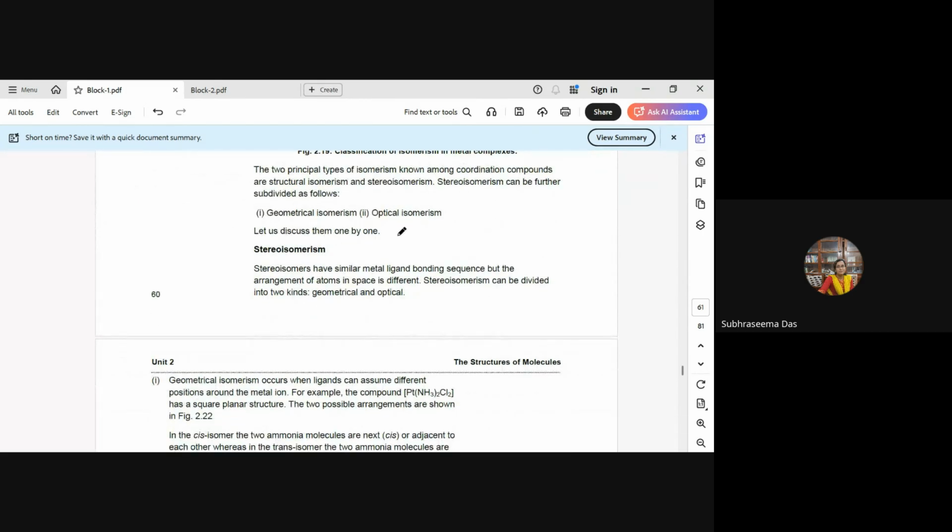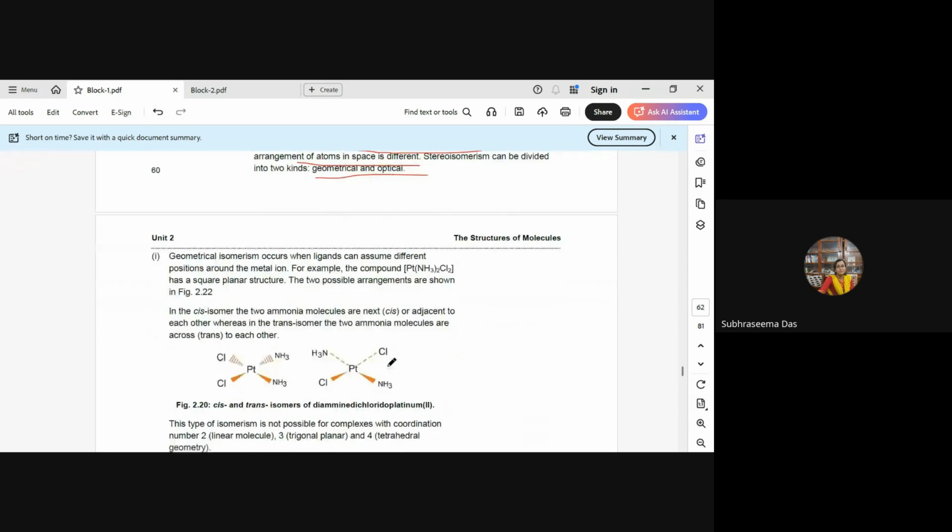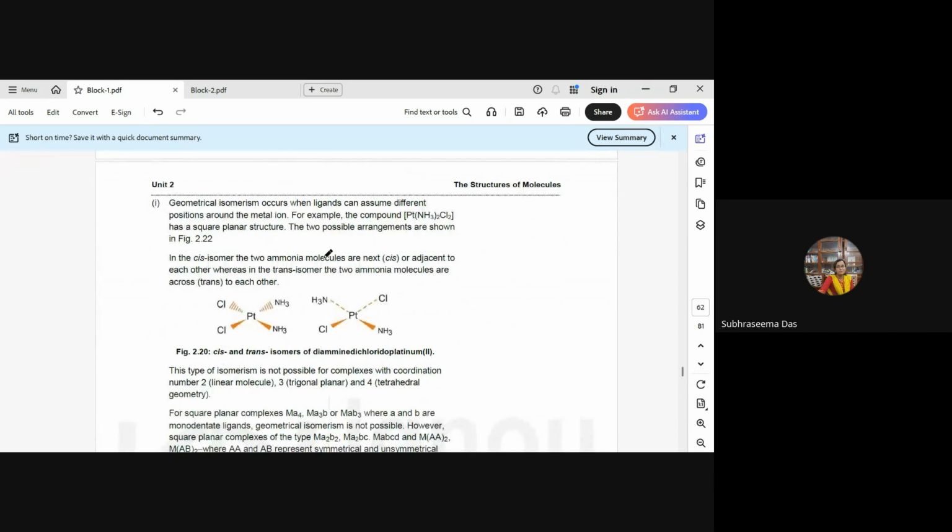So geometrical isomerism and optical isomerism, we will talk about these. What do you mean by stereoisomers? Stereoisomers have the same metal-ligand bonding sequence, but the arrangement of the atoms is different. So it is divided into two classes: geometrical and optical. Geometrical isomerism occurs when the ligands can assume different positions with respect to the central metal atom.